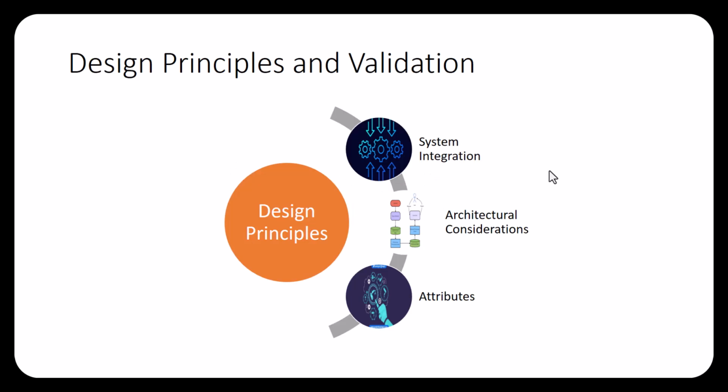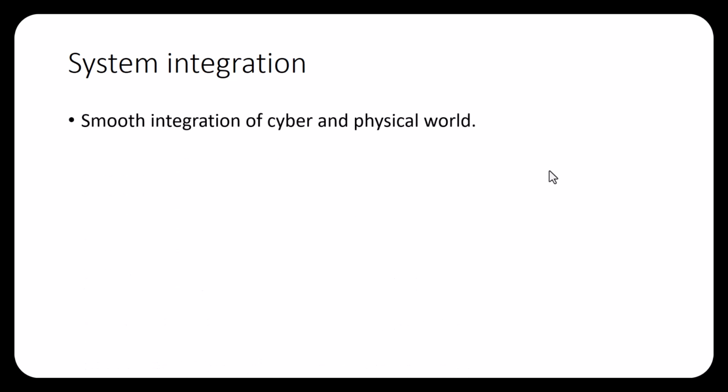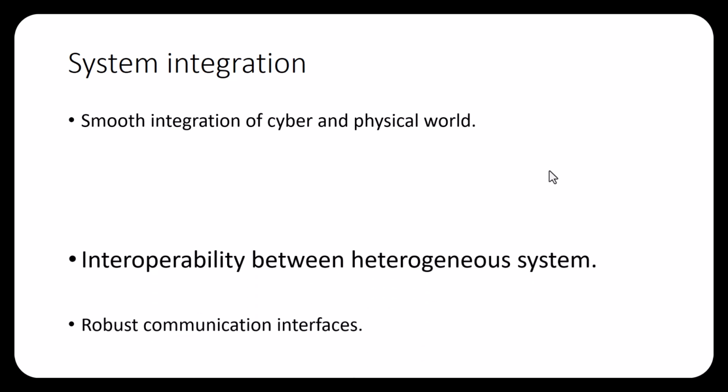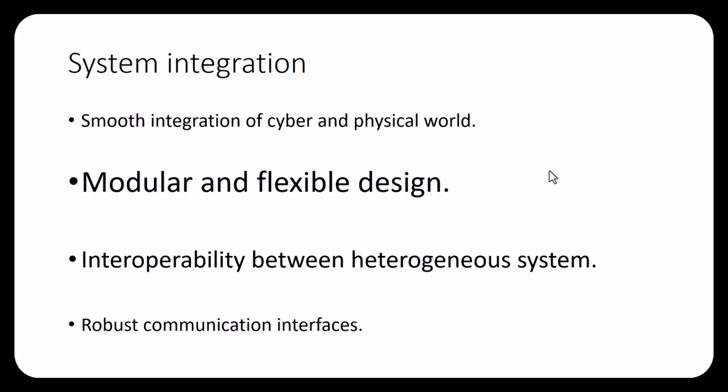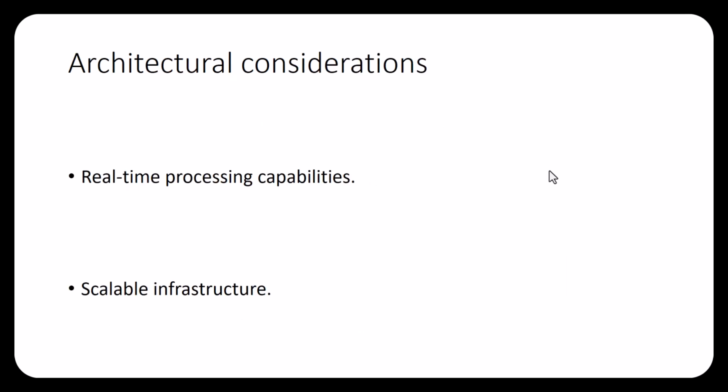Now we saw the design principles and validation methods of CPS, system integration, architectural considerations, and attributes. System integration has to make sure of smooth integration of the cyber and physical world. Robust communication interfaces must be there, interoperability between heterogeneous systems, modular and flexible design. Again, I have explained this in class. A single CPS will not be one single component. It will be multiple components stitched together. So it's in a modular form. So your system integration should have the ability to accept modular connections, and it should be flexible in design.